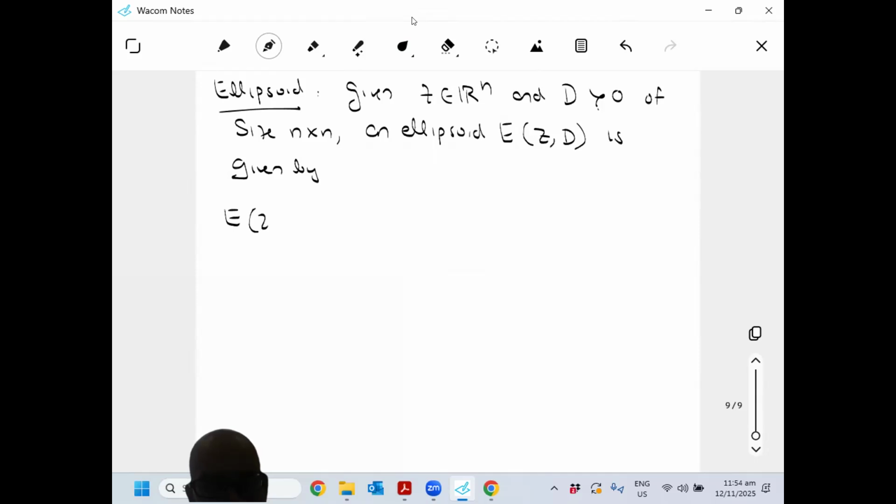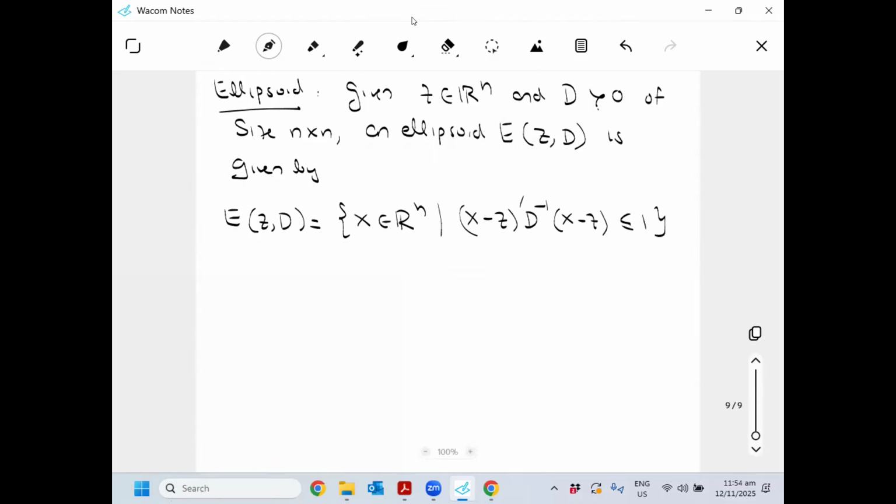So here's the ellipsoid: x in R^n such that (x minus z) transpose D inverse (x minus z) is less than or equal to 1. So it's basically defined by one single quadratic inequality. This is a quadratic function in x. When x is equal to z, this term becomes 0, and 0 is less than or equal to 1, so that point satisfies the condition. As x changes, it will create a set.